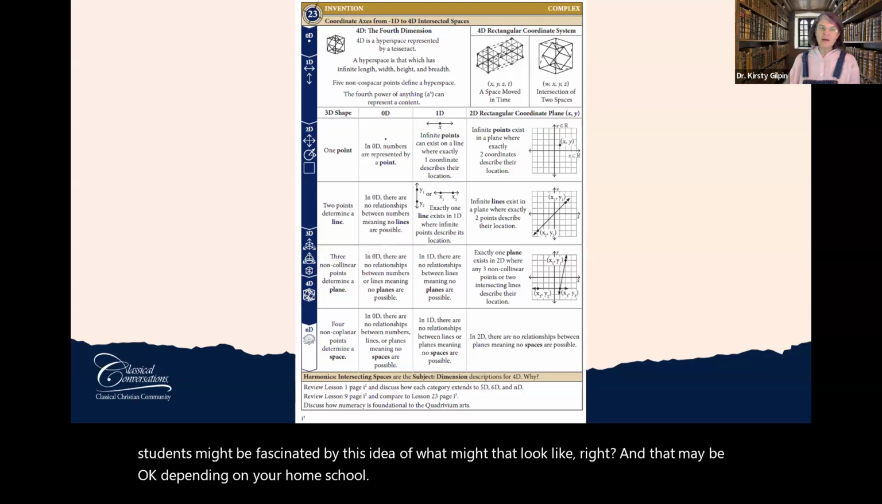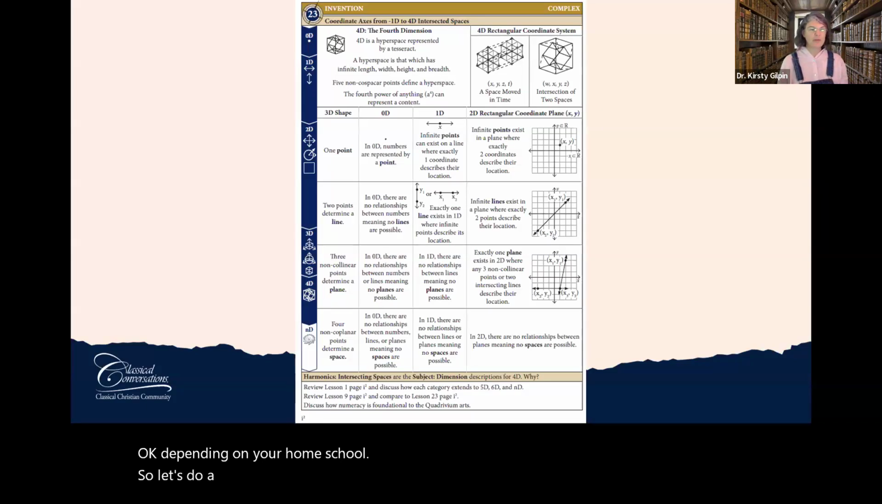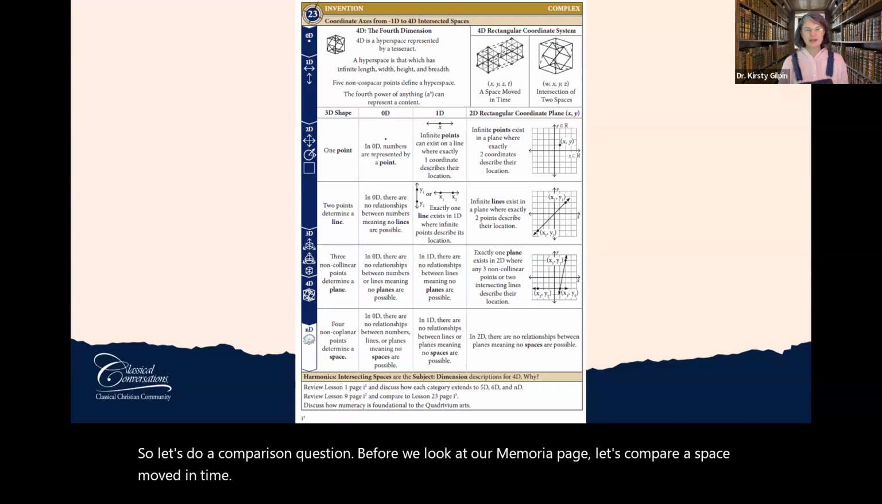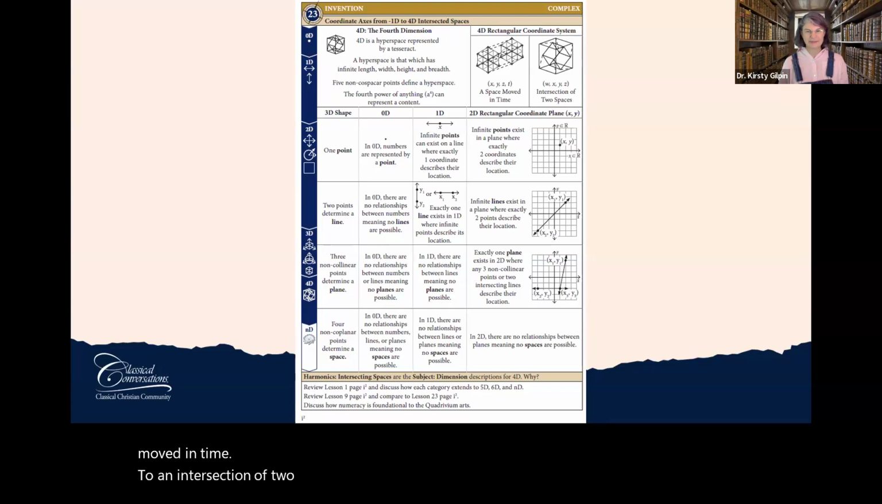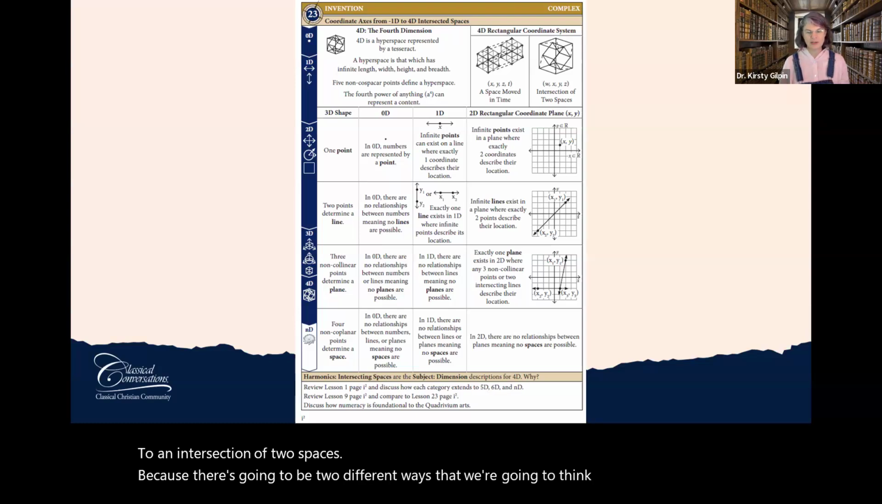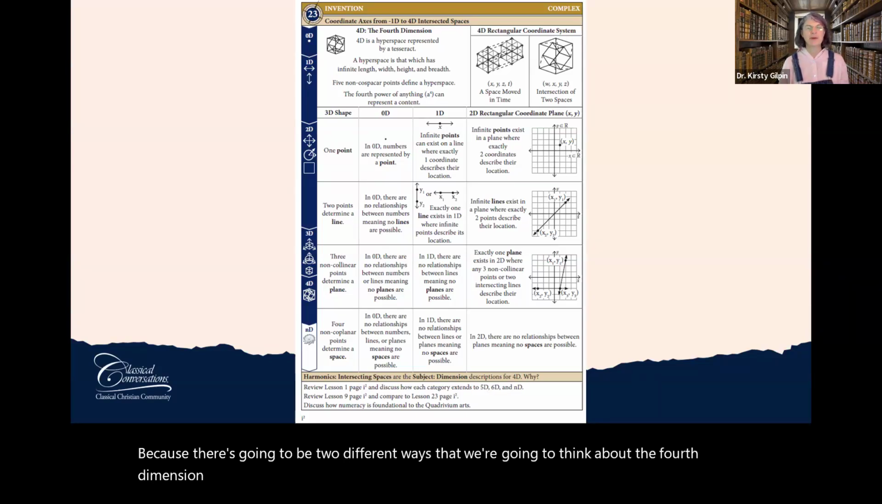So let's do a comparison question before we look at our Memoria page. Let's compare a space moved in time to an intersection of 2 spaces. Because there's going to be 2 different ways that we're going to think about the fourth dimension. And one of those is a space moved in time.